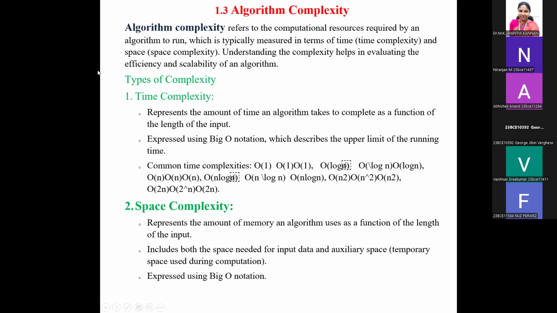The algorithm complexity can be measured in terms of time complexity and space complexity. Time complexity means how much time the algorithm takes to execute and produce the output. And space complexity means how much memory space we need to store and run the program.